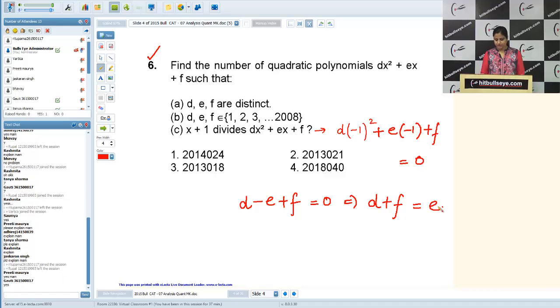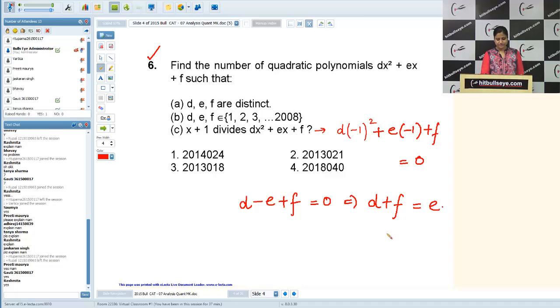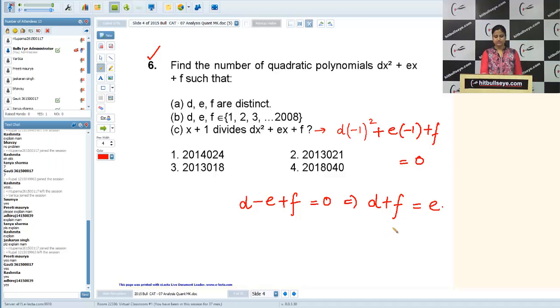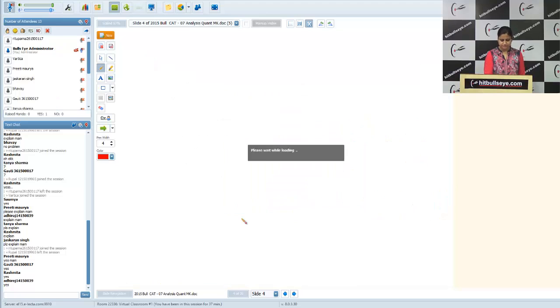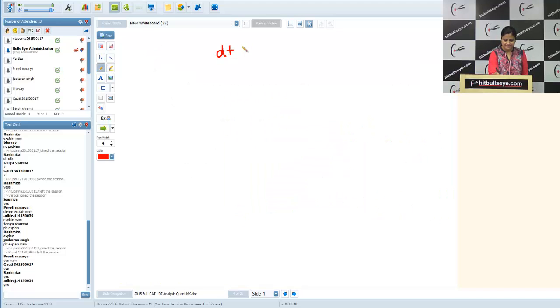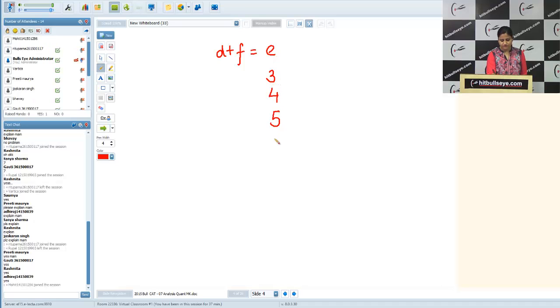Clear? Okay. Now d, e, f, they should be distinct, and d, e, f belong to 1, 2, 3, so on up to 2008. Now since d, e, f all are distinct, the minimum value of e can be 3, because one of d and f can take value 1 and the other one will be 2. The minimum value of e can be 3. So I'll start with this. d plus f should be equal to e. If I take e as 3, 4, 5, the maximum value can be 2008.